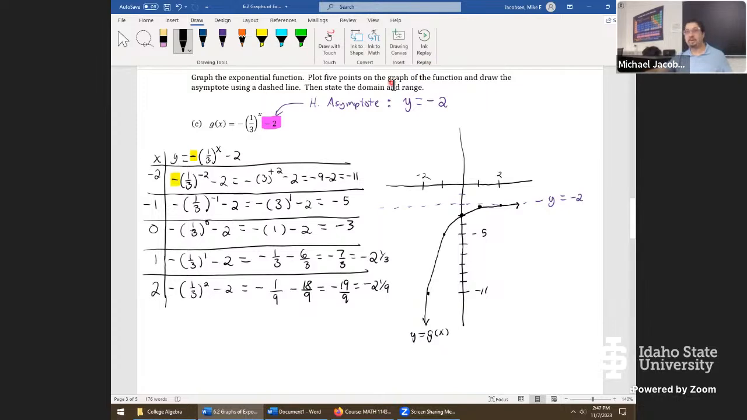We plot the function using 5 points. We have the asymptote as a dashed line. All we need to do is state domain and range. For this portion, the domain is automatically a freebie. It's all real numbers, and we can see it just looking at the graph.